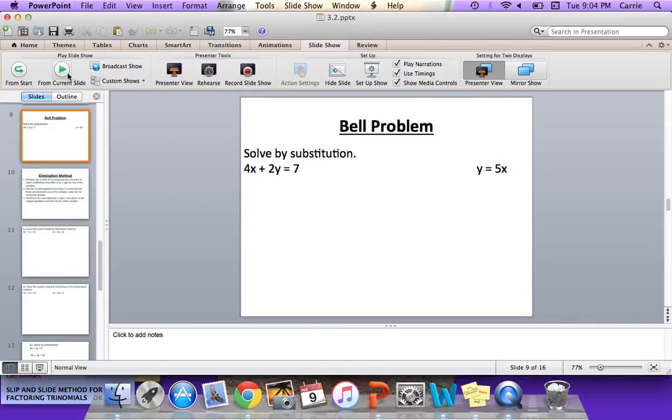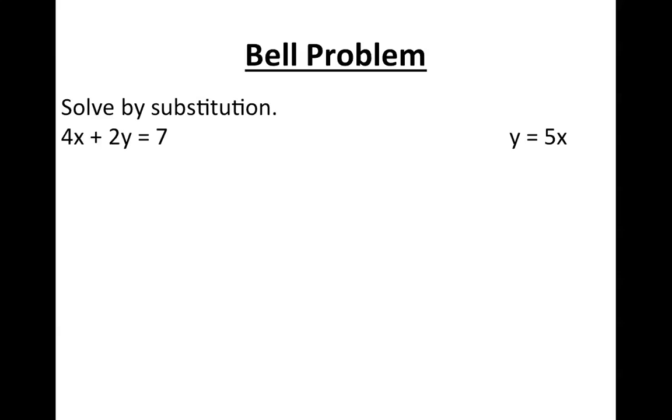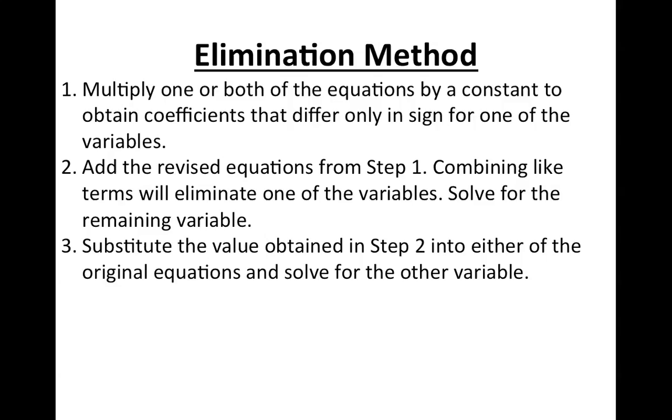To continue on with 3.2, go ahead and solve out this bell problem. When you solve it out, you should get a solution of 1/2 for x and 5/2 for y. Again, don't forget to write it as an ordered pair. Again, that was 1/2 and 5/2. We're still continuing on with solving the equations algebraically.